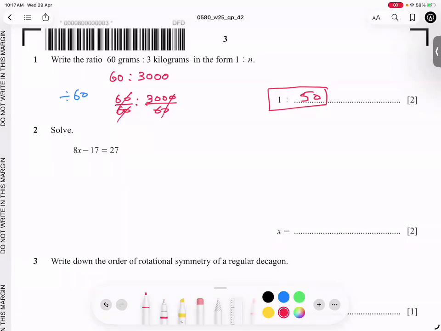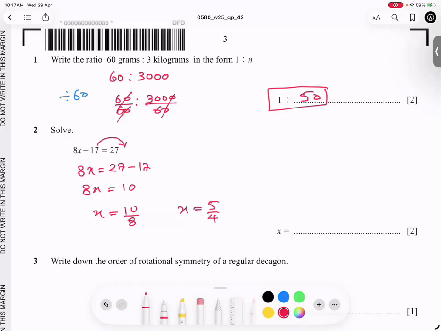Question number 2, solve for x. So first of all, I'll bring 17 on the right hand side. 8x equal to 27 minus 17. We got 8x is equal to 10. And then this 8 will divide and we have to simplify. Table of 2. So 2 5s are 10 and 2 4s are 8. Okay, I hope the point is clear. We can leave it here, or we can write in fraction form.